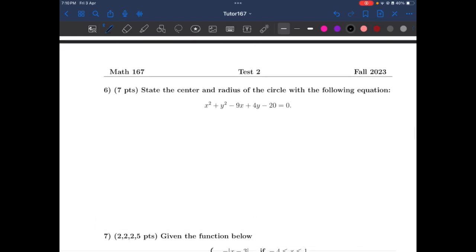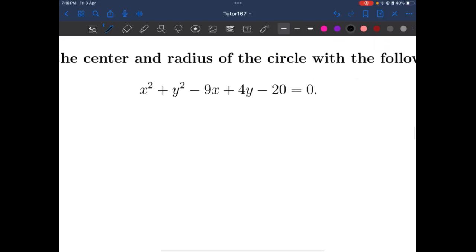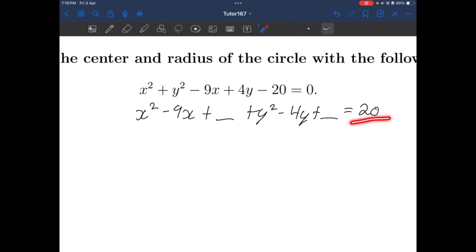Okay, so state the center and radius of the circle with the following equation. What we're going to do is complete the square, but we're going to reorder some stuff. So we're going to have x squared minus 9x plus blank plus y squared minus 4y plus blank. And we're going to send the 20 over. When we transpose, it becomes positive. So x squared minus 9x plus blank plus y squared plus, it's supposed to be plus 4y plus blank. Then we send the 20 over.